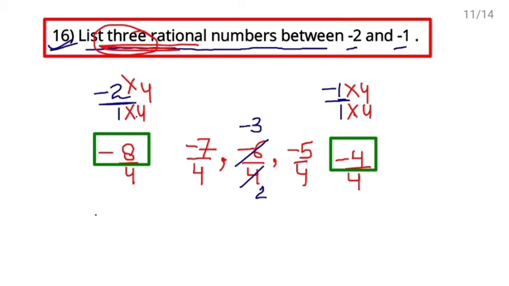So between -2 and -1 we have -7/4, -3/2 and -5/4. These three rational numbers.